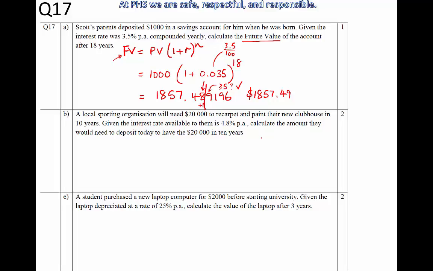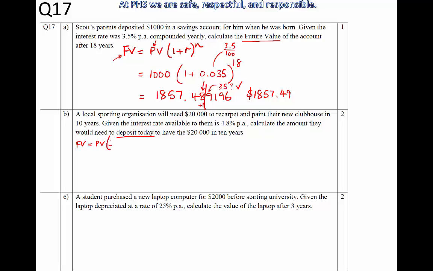Okay, so they're going to say, right, well, let's make sure we've got 20 grand in 10 years to put the new carpets down. Okay, so we're trying to find the present value. So what do they need to put away today to have the 20 grand in 10 years? Okay, so looking back at our formula up here, we're trying to find present value. Okay, what is the future value? Well, actually, let's do things properly. So let's write our formula out.